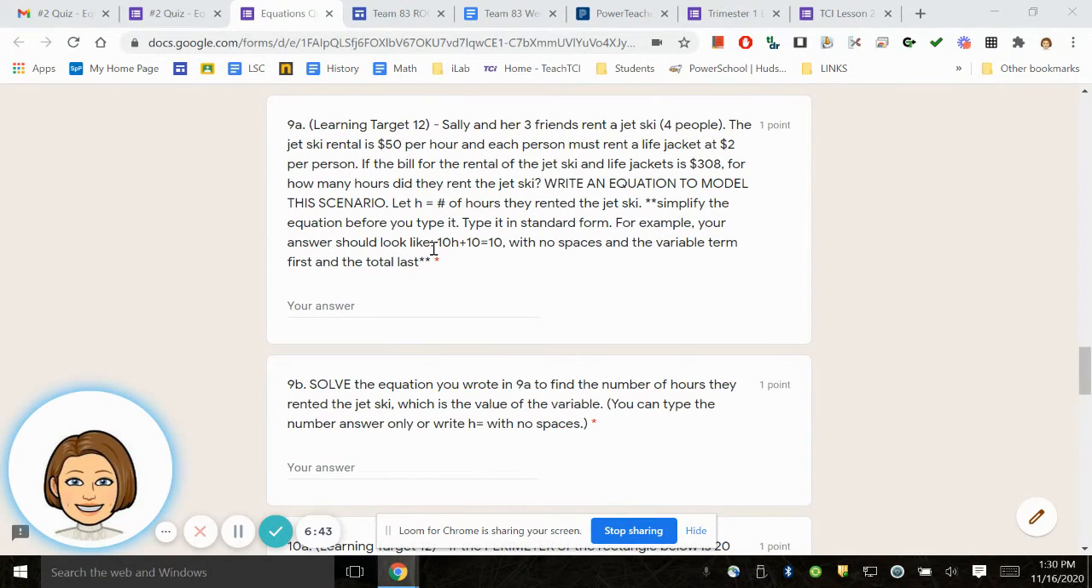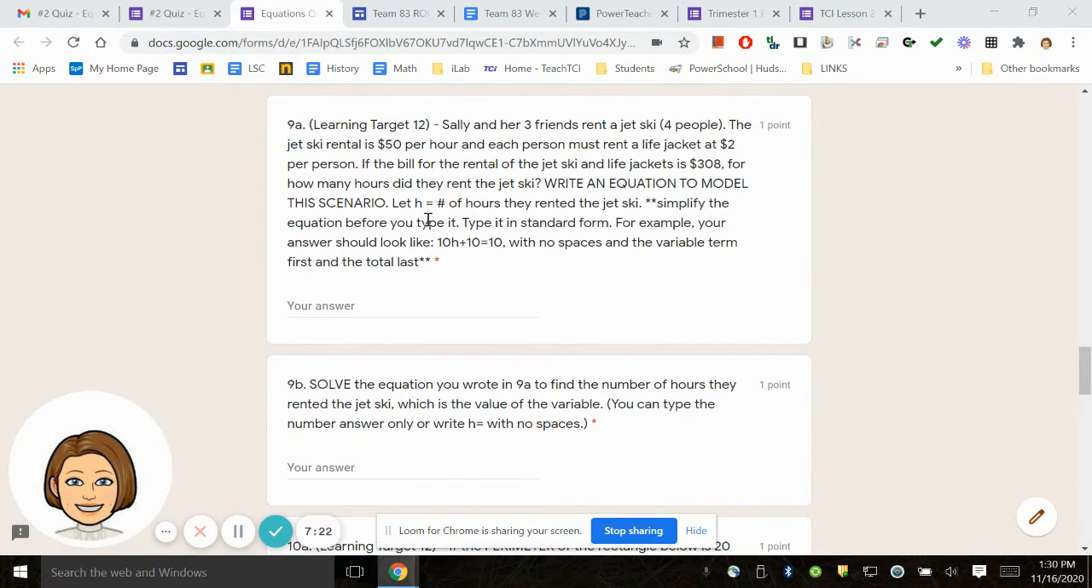Number 9 looks long, but you can do it. Sally and her 3 friends rent a jet ski. So there's a total of 4 people. Okay, 4 people. The jet ski rental is $50 per hour. So if I think about what the word per means, 50 per hour. And what does the word and mean? Each person must rent a life jacket at $2 per person. So if I think about this, it's $50 per hour, and each person must rent a life jacket at $2 per person. There's 4 people altogether. Okay?